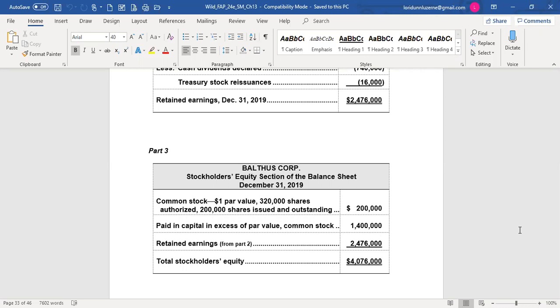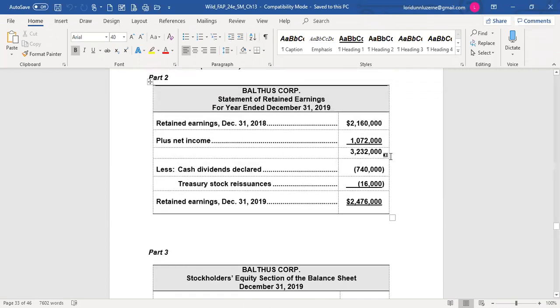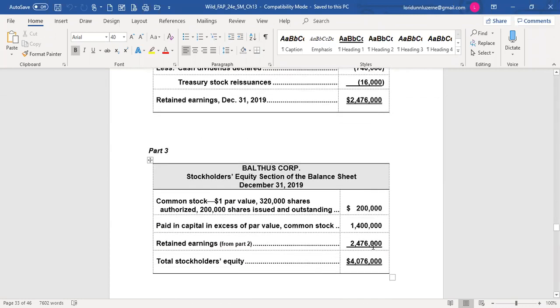So it's just the balances out of these accounts. So if we wanted to know the total paid in capital, we would add those two together, and that would tell us how much money we received the first time we sold those shares of stock, $1,600,000. Retained earnings, we already determined that balance on the statement of retained earnings. So we would transfer it down to the balance sheet, $2,476,000. Add those all together, total stockholders' equity, $4,076,000.